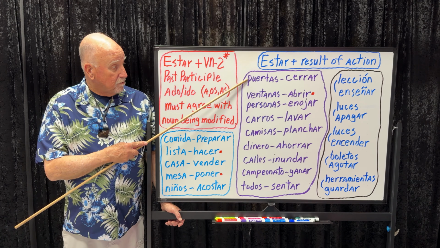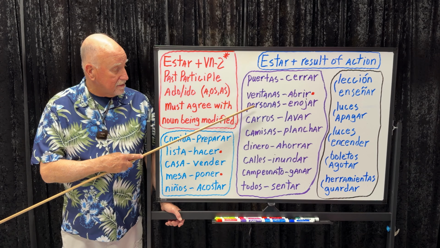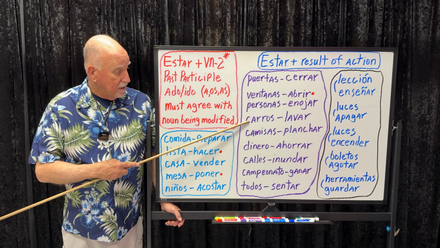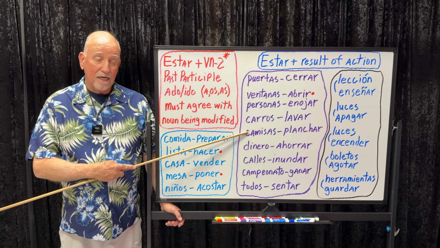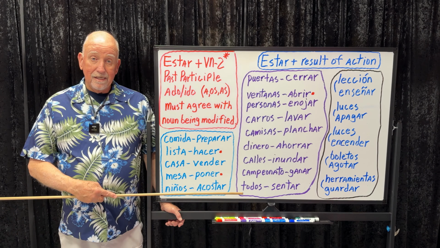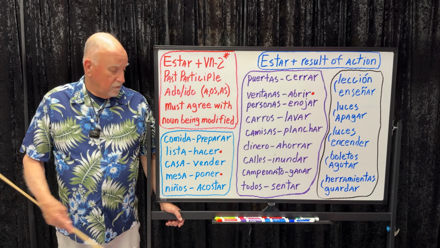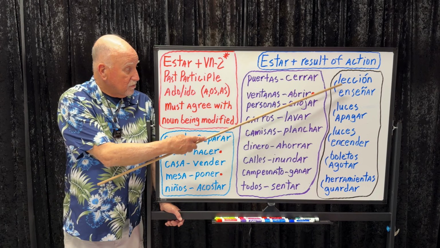Here we go. Las puertas están cerradas. Las ventanas están abiertas. Las personas están enojadas. Los carros están lavados. Las camisas están planchadas. El dinero está ahorrado. Las calles están inundadas. El campeonato ya está ganado. Todos están sentados. Okay, our last grouping.